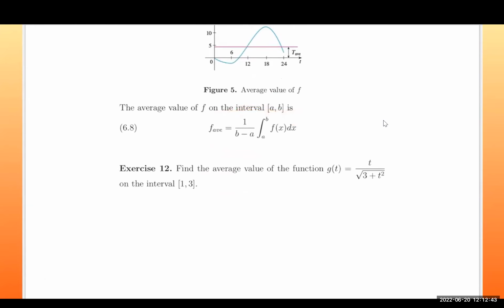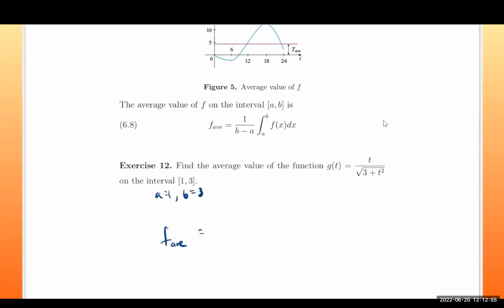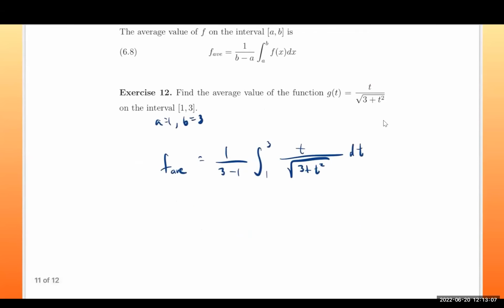It says find the average value of the function. So they give us the interval from 1 to 3. So that's going to be our a and our b. And so the average value of this function will be 1 over 3 minus 1, integral 1 to 3, of the function t over radical 3 plus t squared with respect to t. So this is the setup. This becomes a half. We're going to have to do a u substitution here. We're going to have to solve this integral by substitution.